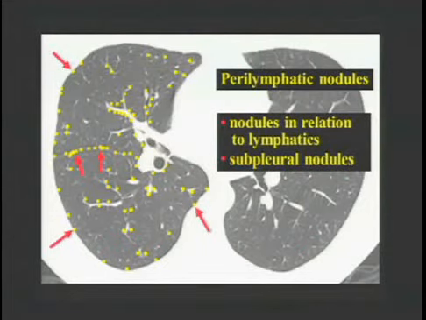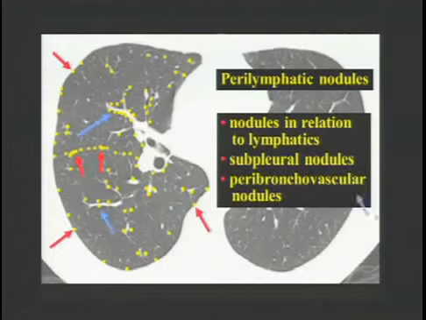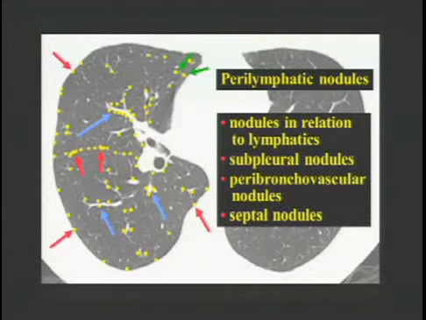So you see subpleural nodules in the periphery and subpleural nodules adjacent to fissures in patients with a perilymphatic pattern. You see nodules in relation to central bronchi and vessels. Lymphatics travel in association with the bronchi and vessels, so peri-bronchovascular nodules are part of that pattern. And nodules in relation to interlobular septa, which contain lymphatics.